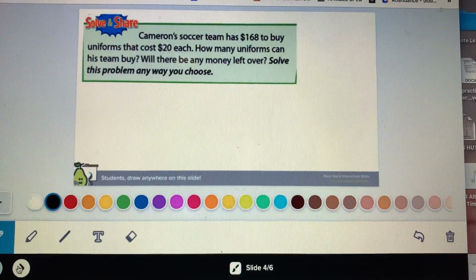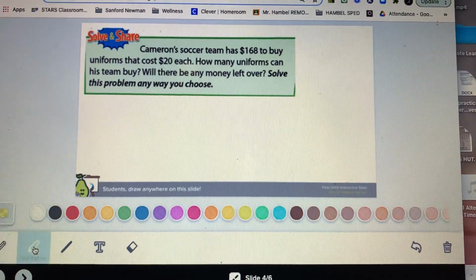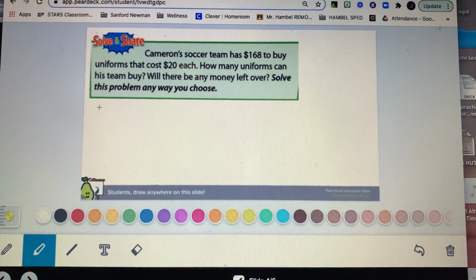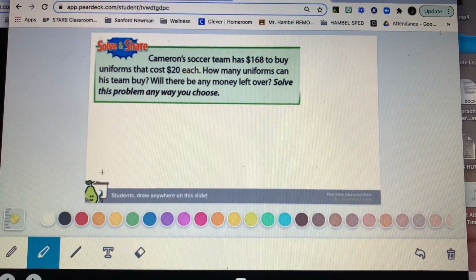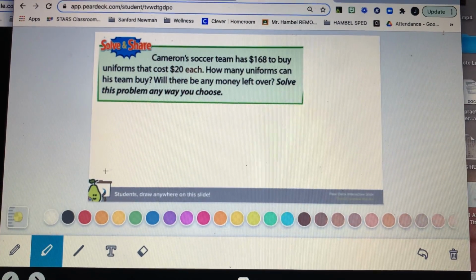So Cameron's soccer team has $168 to buy uniforms that cost $20 each. How many uniforms can the team buy? Will there be any money left over? Solve the problem any way you choose.